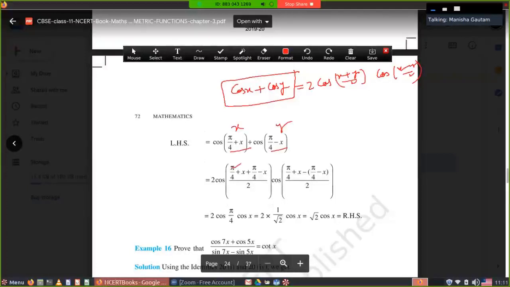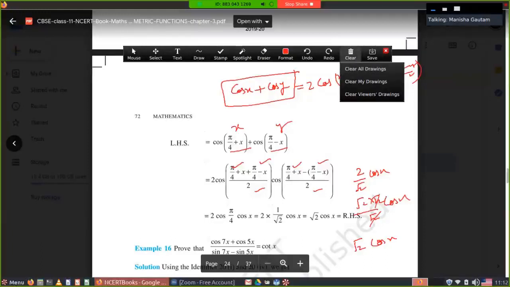So 2 cos (x plus y)/2, (x minus y)/2. Simplify it: 2 cos pi by 4 cos x, and the value of cos pi by 4 is 1 by root 2, and you are getting root 2 cos x. How are you getting this? 2 upon root 2 cos x is written here. You can write this 2 as root 2 into root 2, and root 2 in the denominator is cancelled by one of the root 2. You are getting root 2 cos x. This is the right hand side.